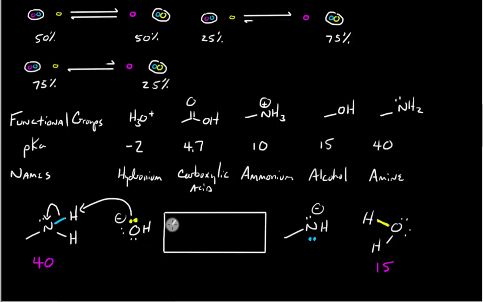So what we would say then is that equilibrium is going to go majority to the left, because according to this rule, equilibrium is going to favor the weaker acid. And so what we're going to have here is that the majority of the time, this amine is going to be in this state. And a very minority of the time, the amine is going to be in this state. Okay? And that's it.